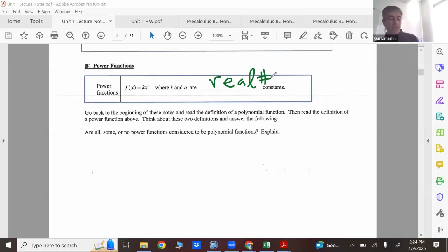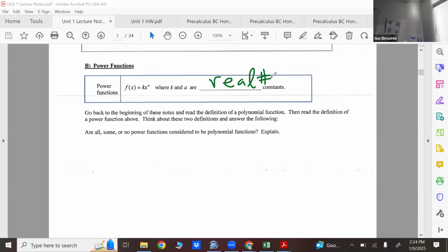Okay, a power function. I think this should be somewhat intuitive. What kind of function am I dealing with here? I'm dealing with k, which is a constant, x, which is my variable, my input, and a, which is another constant and happens to be an exponent. We call this a power function because you're raising x to a power.